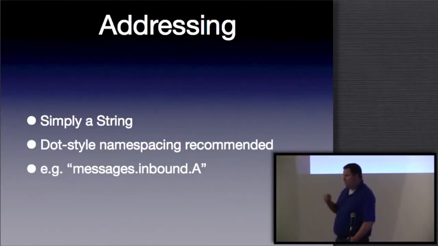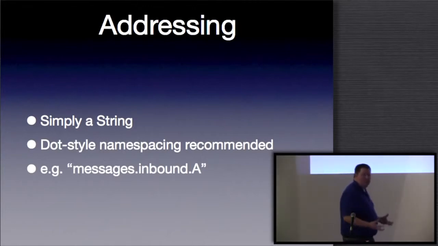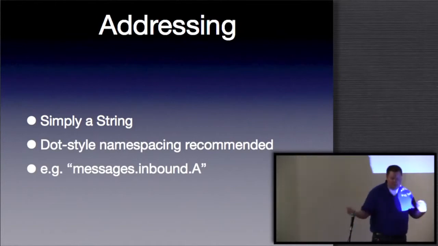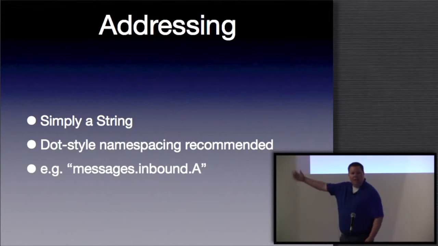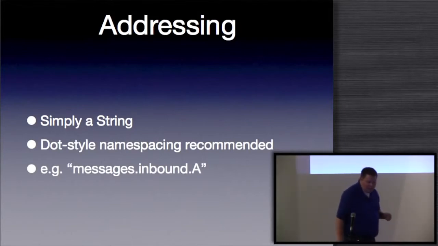So messages are sent on the event bus to an address. Vertex doesn't bother with any fancy schemes for addresses. Simply a string. Any string's valid. It is wise to use some kind of a namespacing scheme to keep things organized. So, something like messages.inbound.a, something that makes sense to you to keep things making sense as the application grows.